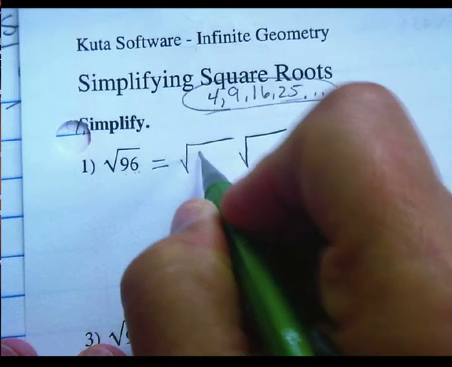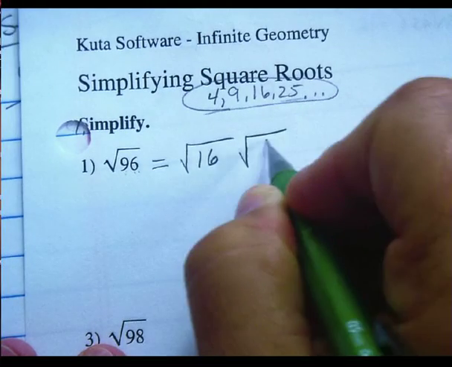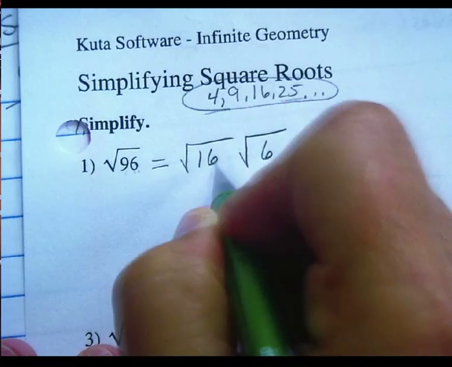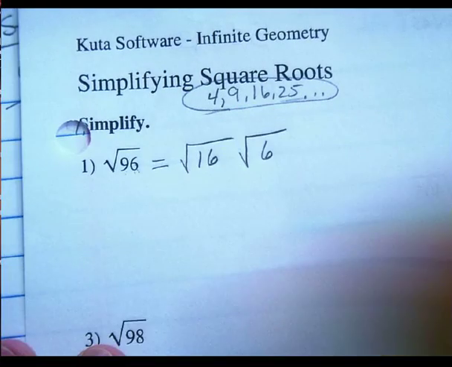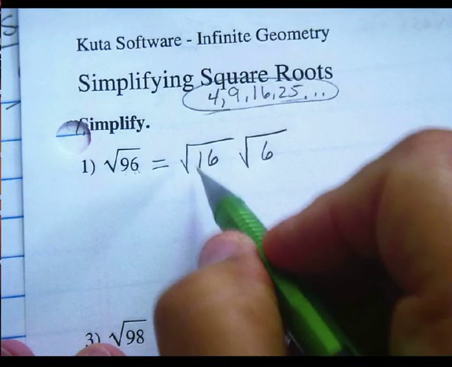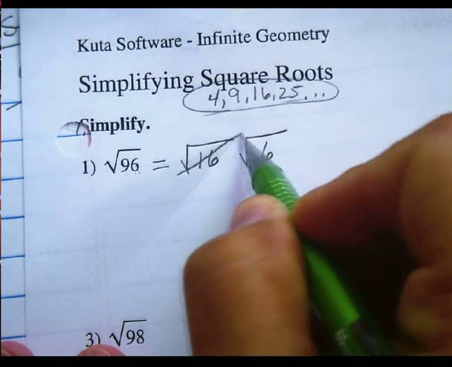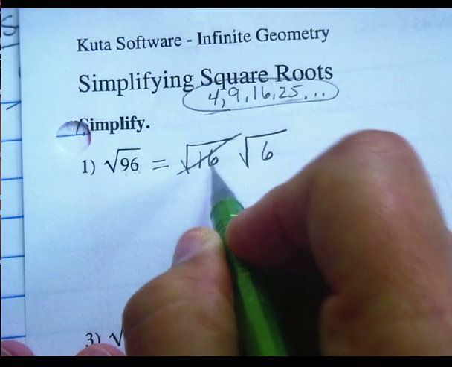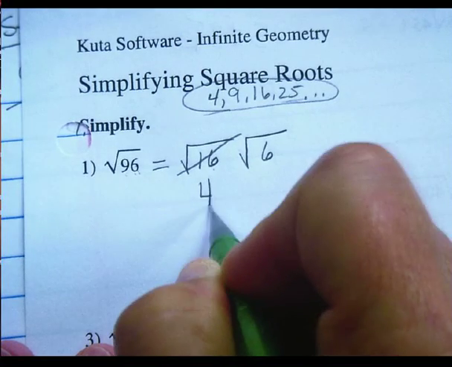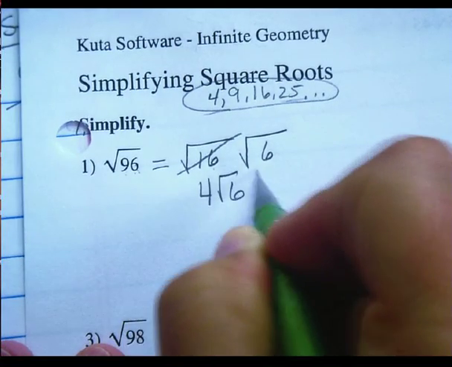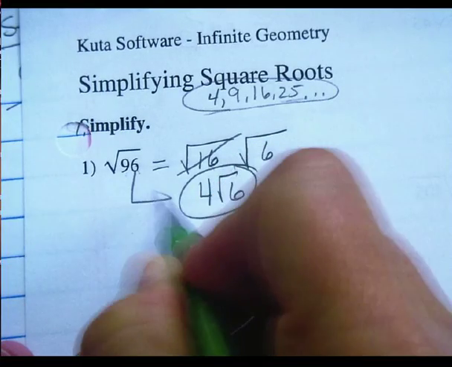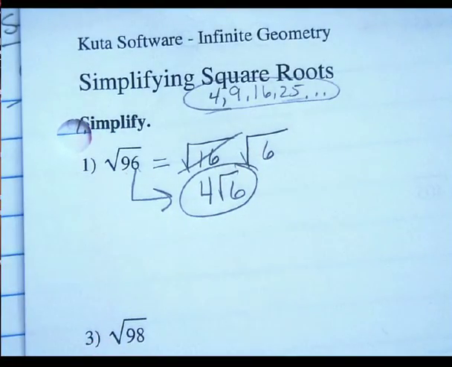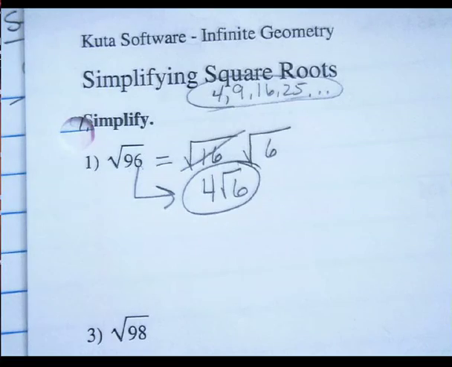So I'm going to find out that 16 times 6 equals 96. The reason we did that is because we want to factor out the square root of 16. And also on your paper is the cheat sheet, but the square root of 16 is 4, and I'm left with a radical 6. So to simplify radical 96, it goes to 4 radical 6.